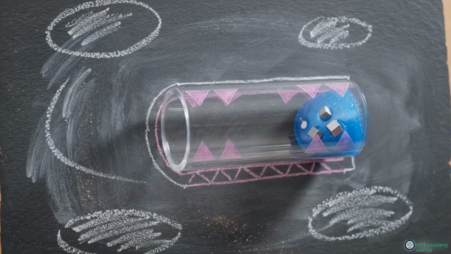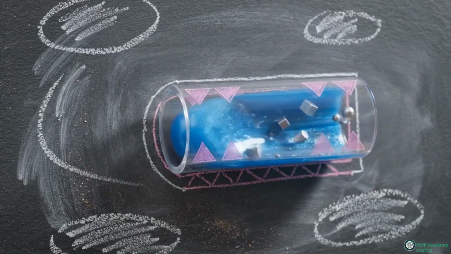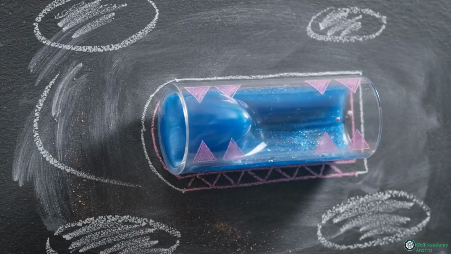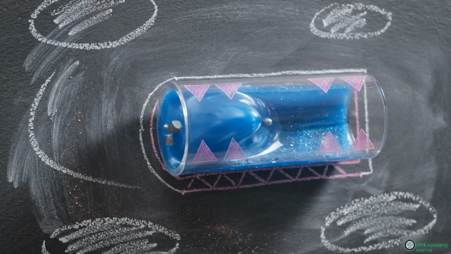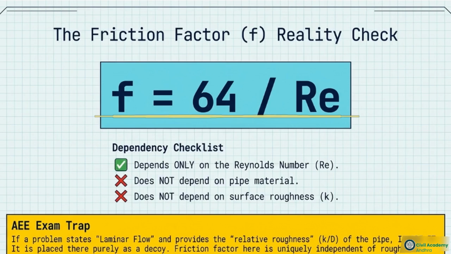The severity of this parabolic profile has a side effect. Using a simple average velocity in kinetic energy equations will yield inaccurate results. This slide provides the specific numerical correction factors required to account for this energy discrepancy in laminar pipe flow. These values are notably high because the laminar parabola is much more severe than the flatter profile seen in turbulent flow. The final equation in the causal chain is the friction factor.